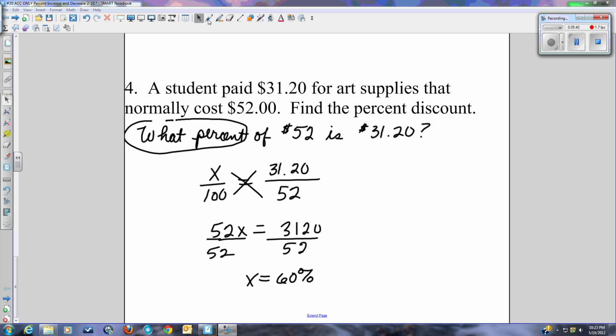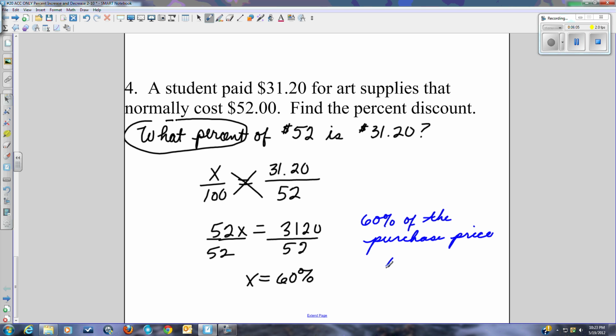Now, 60% is not the actual discount. He is actually paying 60% of the purchase price. So if you know that he's paying 60% of the purchase price, remember 100% would be the full purchase price, what is he getting for a discount? Well, 100% minus 60% would give you a 40% discount.